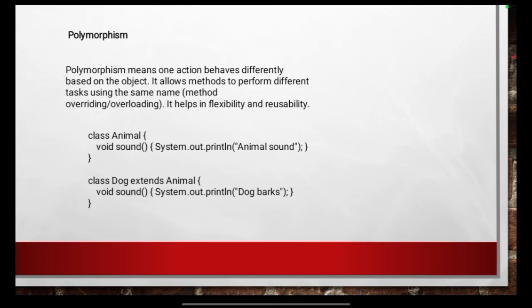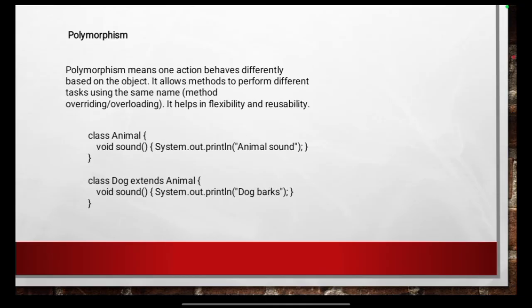Void sound, System.out.println animal sound. Class dog extends animal, void sound, System.out.println dog barks. Now curly braces close. So now class animal. This line declares a class named animal. It serves as the parent class in this example.